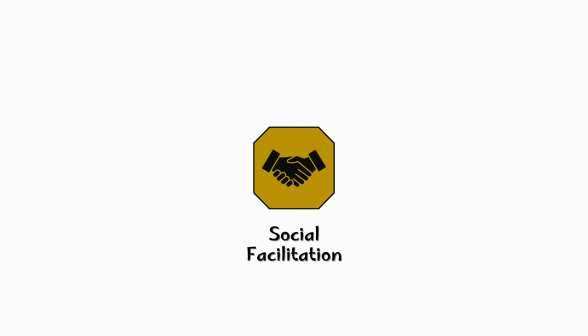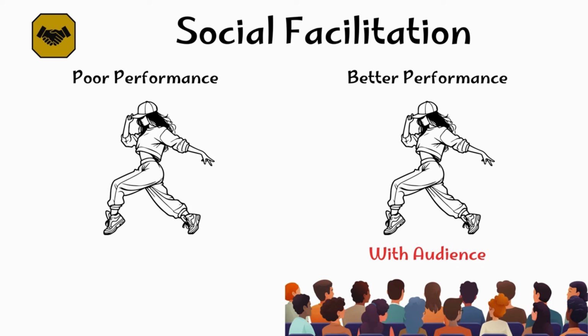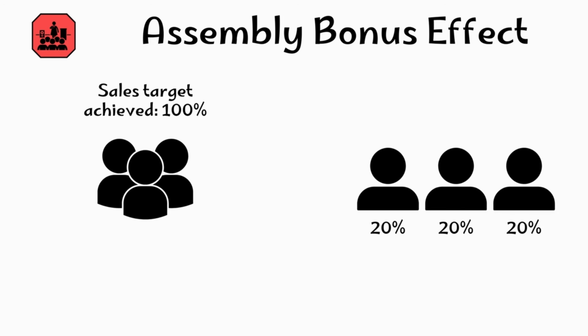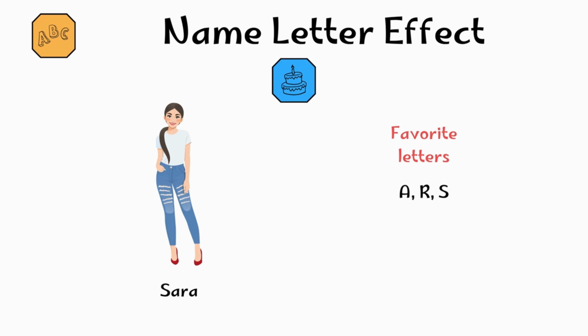Social facilitation. People tend to perform tasks better when they are in the presence of others compared to when they are alone. Assembly bonus effect. This effect occurs when a group produces results that are better than what individual members could achieve on their own. The improvement comes from how well the members' skills and efforts complement each other. Name-letter effect. Similar to the birthday number effect, this refers to people's preference for the letters in their own names over other letters.